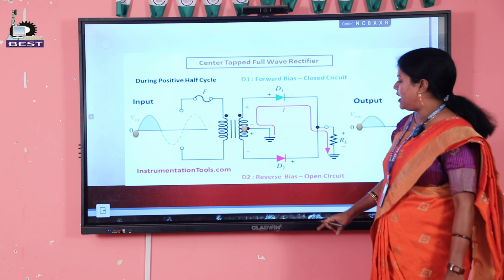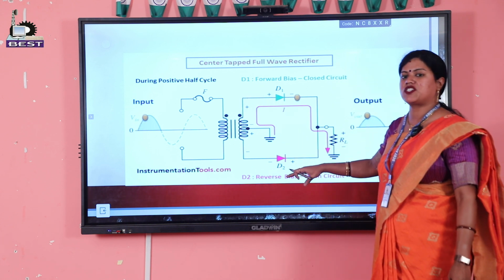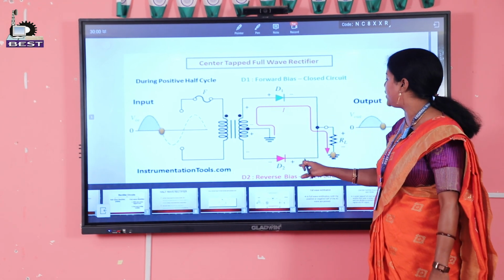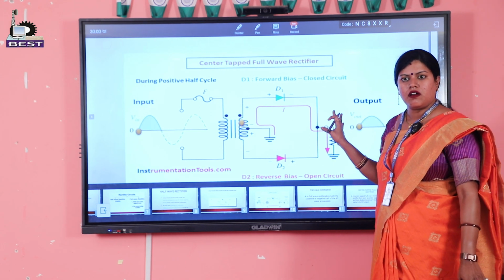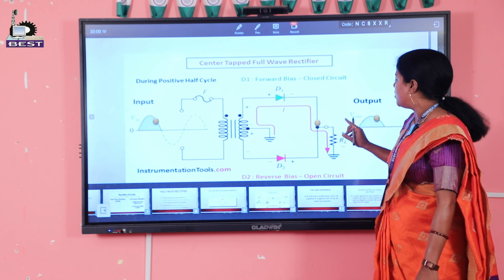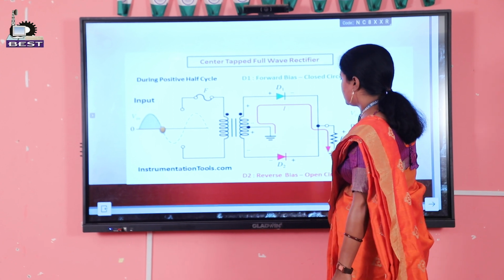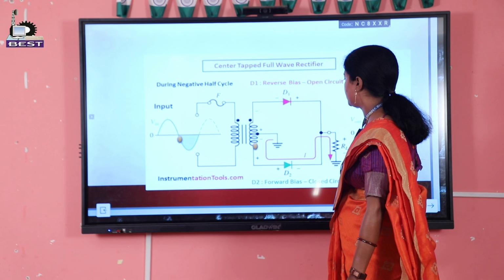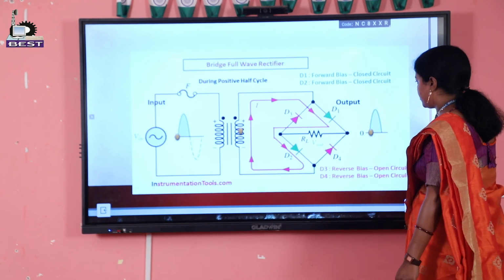During the negative half cycle, what will happen? Polarity will be changed and diode D2 is in forward biased condition, diode D1 is in reverse biased condition. That means through diode D2 we get the output across the load resistor. Next is the bridge full wave rectifier.